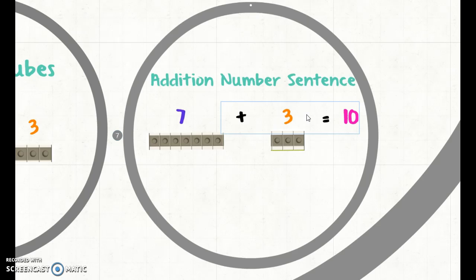Now that we have 2 numbers up here, let's turn this into an addition number sentence to make it equal to 10. Where should we put the addition sign? We put the addition sign in between the number 7 and the number 3. Now let's finish the equation by writing an equal sign and putting a number 10 on the other side of it. Let's read our addition number sentence. 7 plus 3 equals 10. This is one way we can represent the number 10.